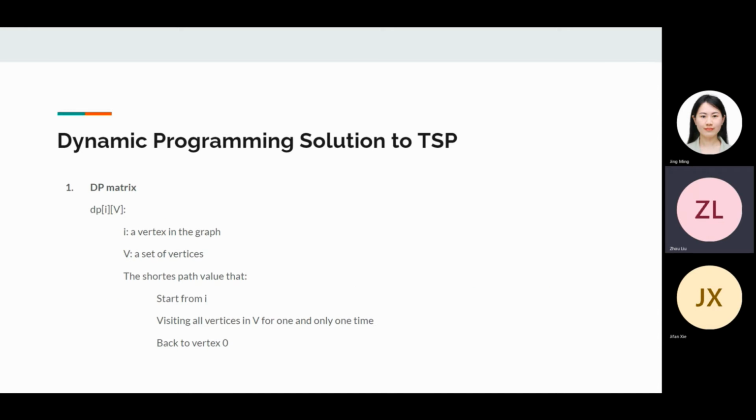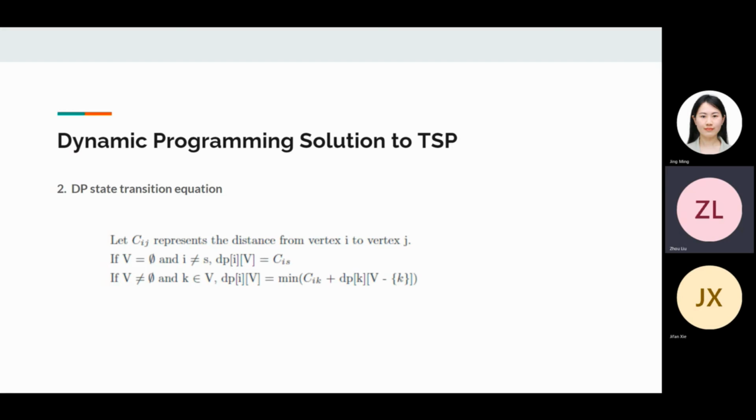The first thing is to define the DP matrix. We use DP[I][V], where I is a vertex and V is a set of vertices, to record the shortest path value that starts from I, visits all vertices in V one and only one time, and goes back to vertex 0. With such a definition, we can find the state transition equation for this problem. When V is an empty set, DP[I][V] represents going from vertex I to vertex 0 directly, which is given in the input graph. This is the base case for our solution.